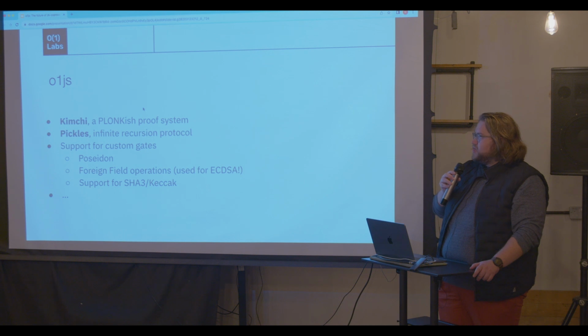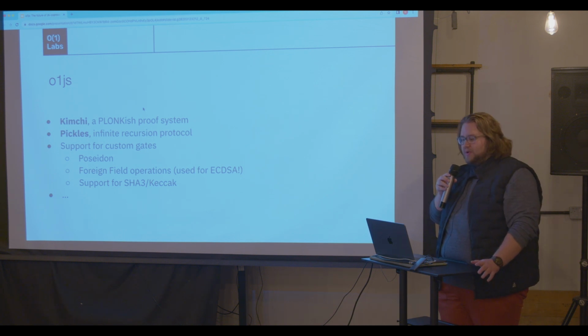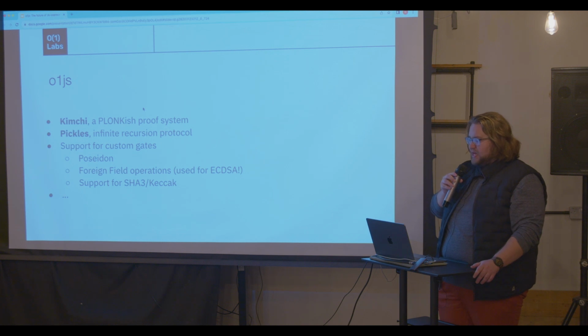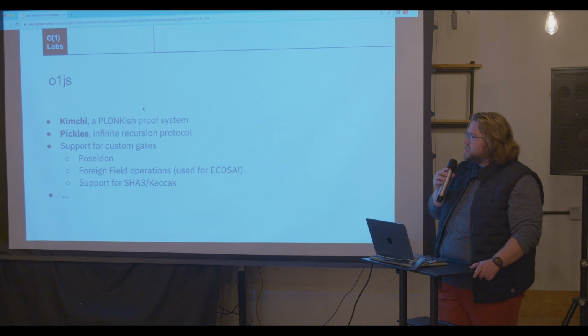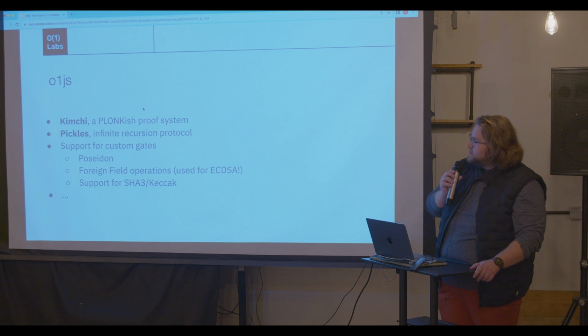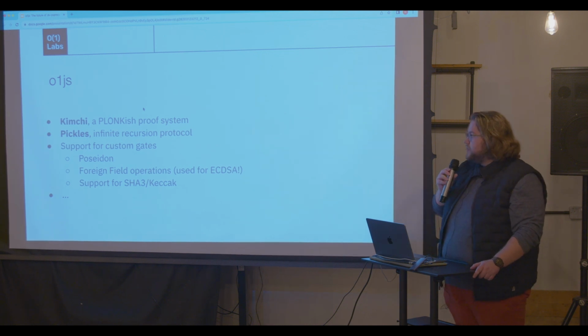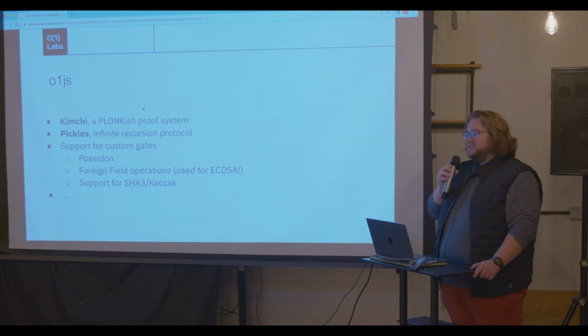Kimchi is our proof system, and Pickles is the infinite recursion protocol layer that allows us to compose arbitrary smart contracts on-chain, and also your application in smart contracts or standalone ZK circuits. We do have a few cool features, including all sorts of custom gates for Poseidon hashing, for in-field operations, and also for ECDSA.